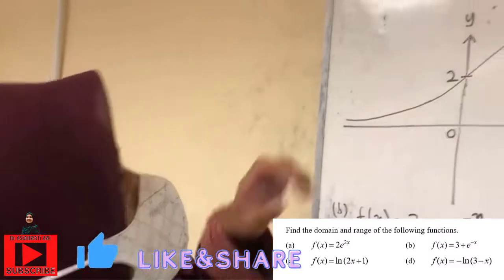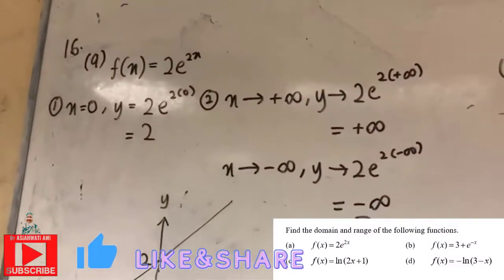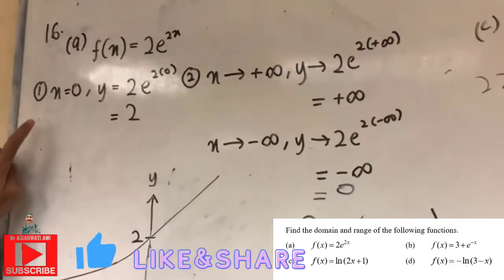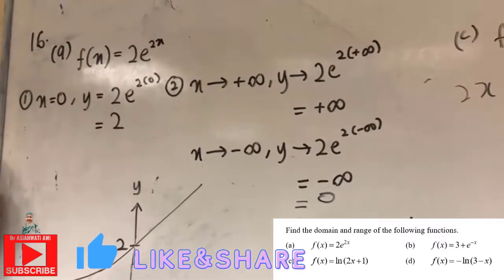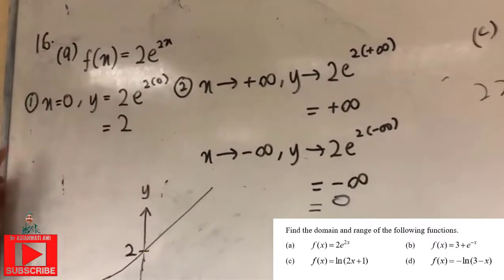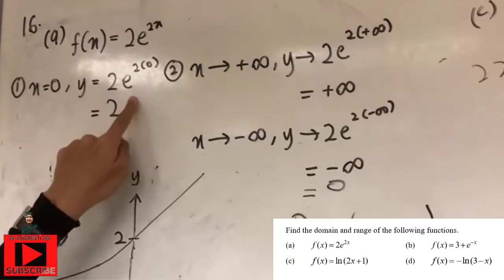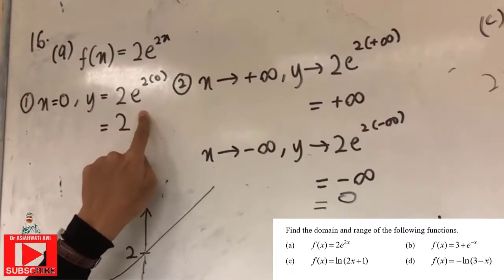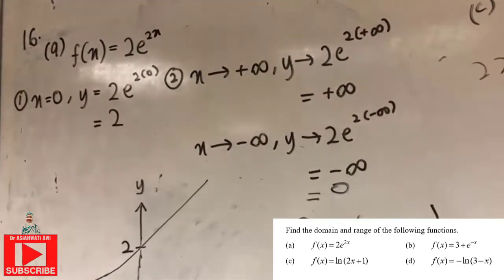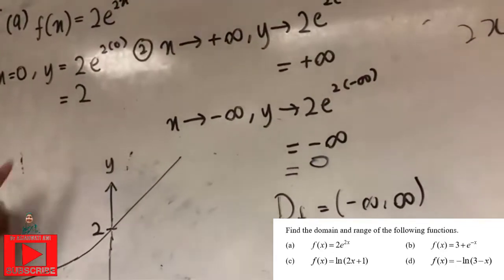Soalan 16, dia suruh kita cari domain dengan range. A, dia bagi f(x) sama dengan 2e kuasa 2x. First kali kita gantikan x tu dengan kosong, kita akan dapat 2 sebab e kuasa kosong dia akan jadi 1. Okay, so dapat 2.